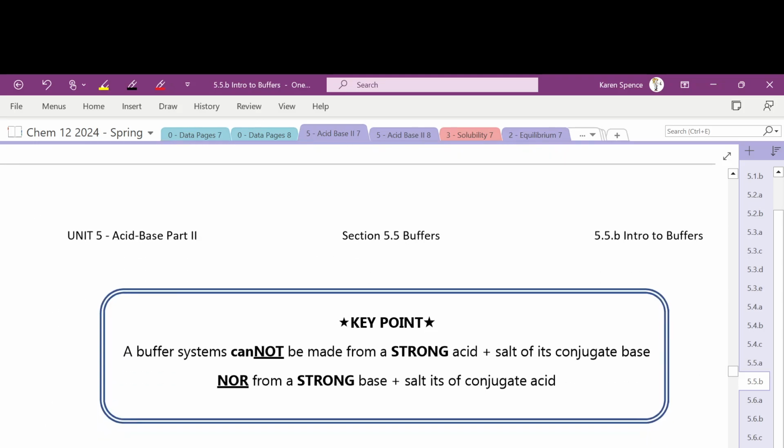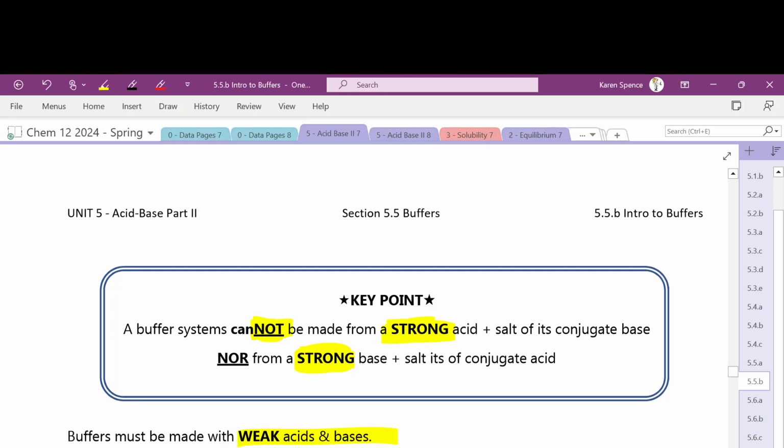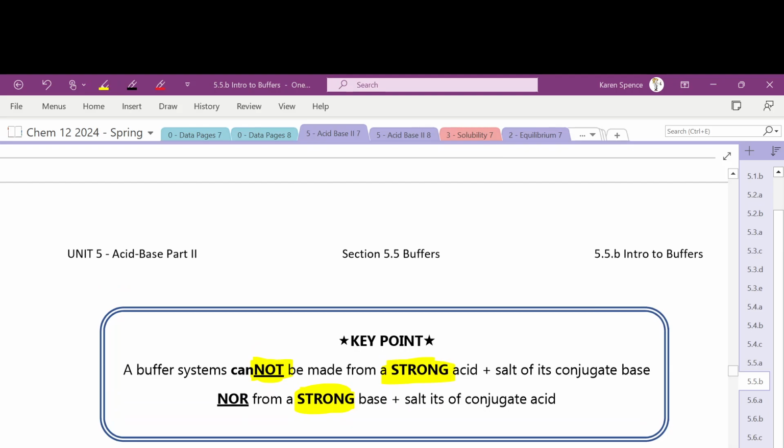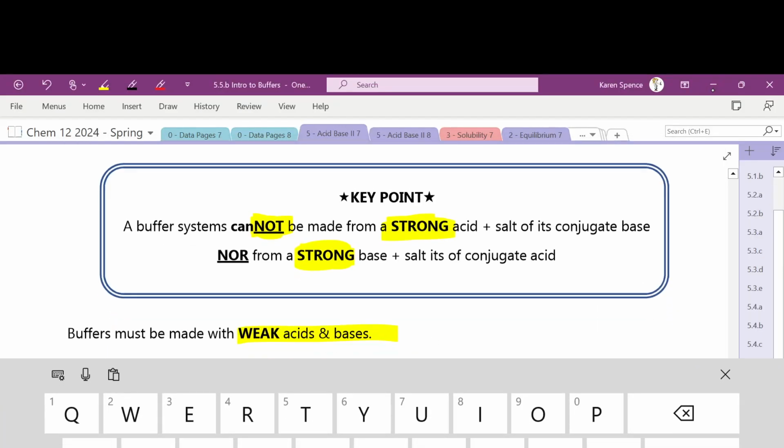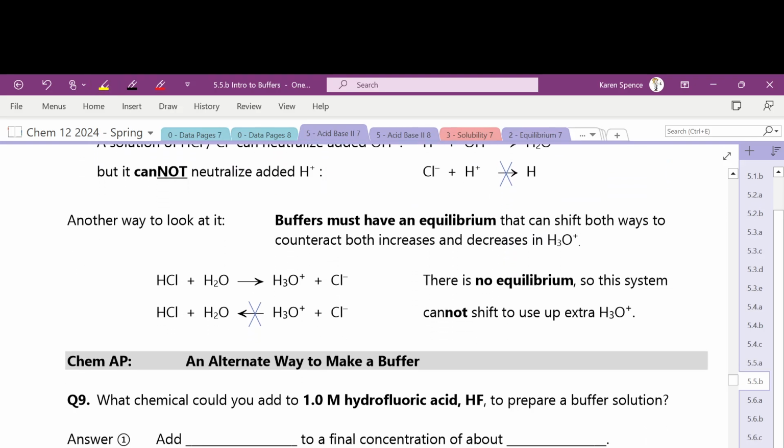Okay, and let's see. Key points. A buffer cannot be made from a strong acid and the salt of its conjugate base, nor can it be made from a strong base and the salt of its conjugate acid. Buffers have to be made with weak acids and weak bases. Why can we not make a buffer with strong acid? You guys told me this last day. Yeah, you can't establish an equilibrium.